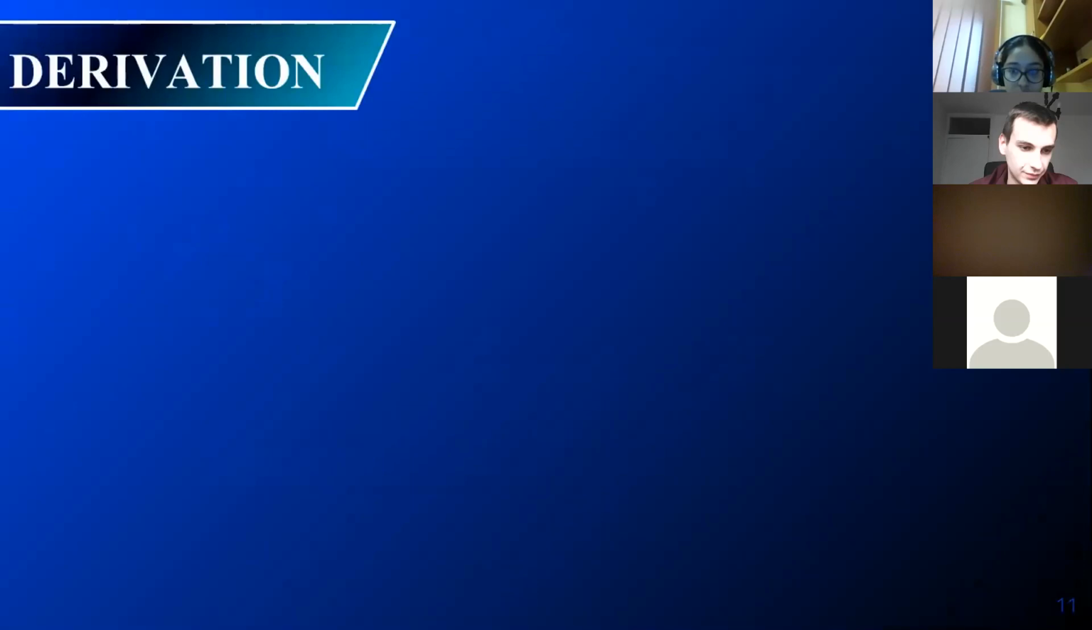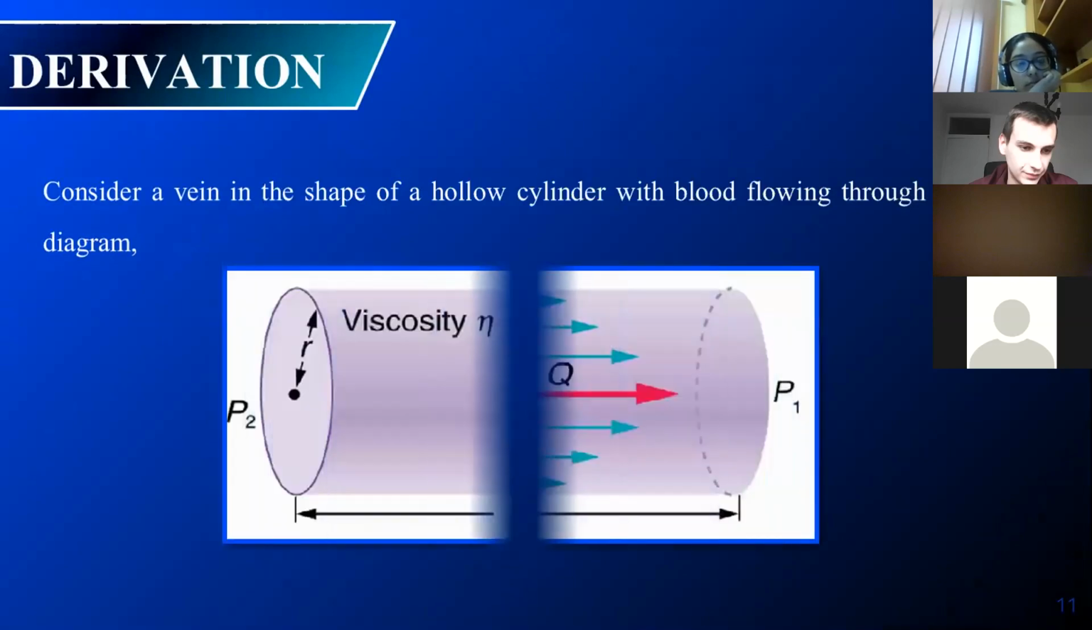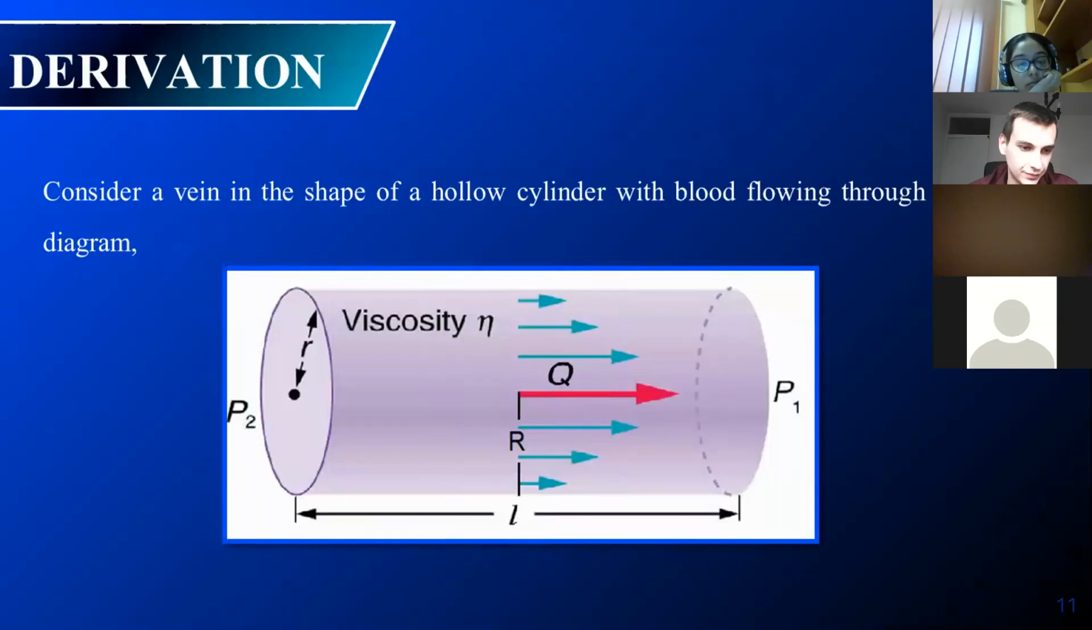Moving ahead with the derivation, consider a vein in the shape of a hollow cylinder with blood flowing through it. From the diagram, Q is the flow rate of blood, R is the radius of the vein, L is the length of the vein, P1 and P2 are the pressures at both ends of the vein, and eta is the viscosity of blood, that is the flowing ability of blood.